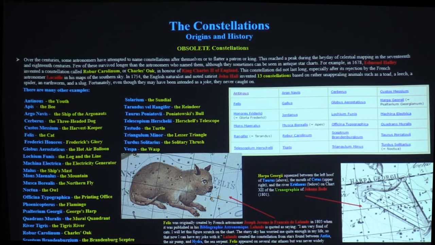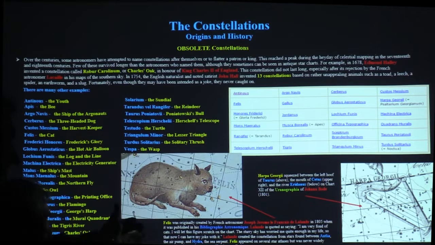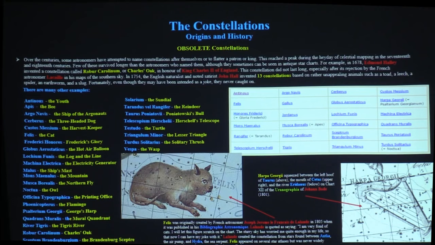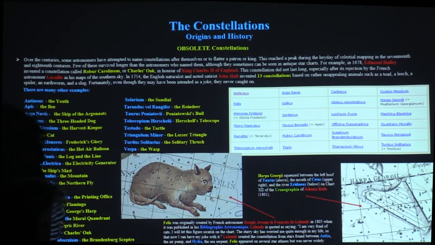Felis, well look at that, that's a dud, isn't it? But I love the explanation. Felis was originally created by a French astronomer, Lalande, Lacaille's compatriot who went to Berlin, in 1805 when it was published in his Bibliographie Astronomique. Lalande is quoted as saying, "I am very fond of cats. I will let this figure scratch on the chart. The starry sky has worried me quite enough in my life, so that now I can have my joke with it."